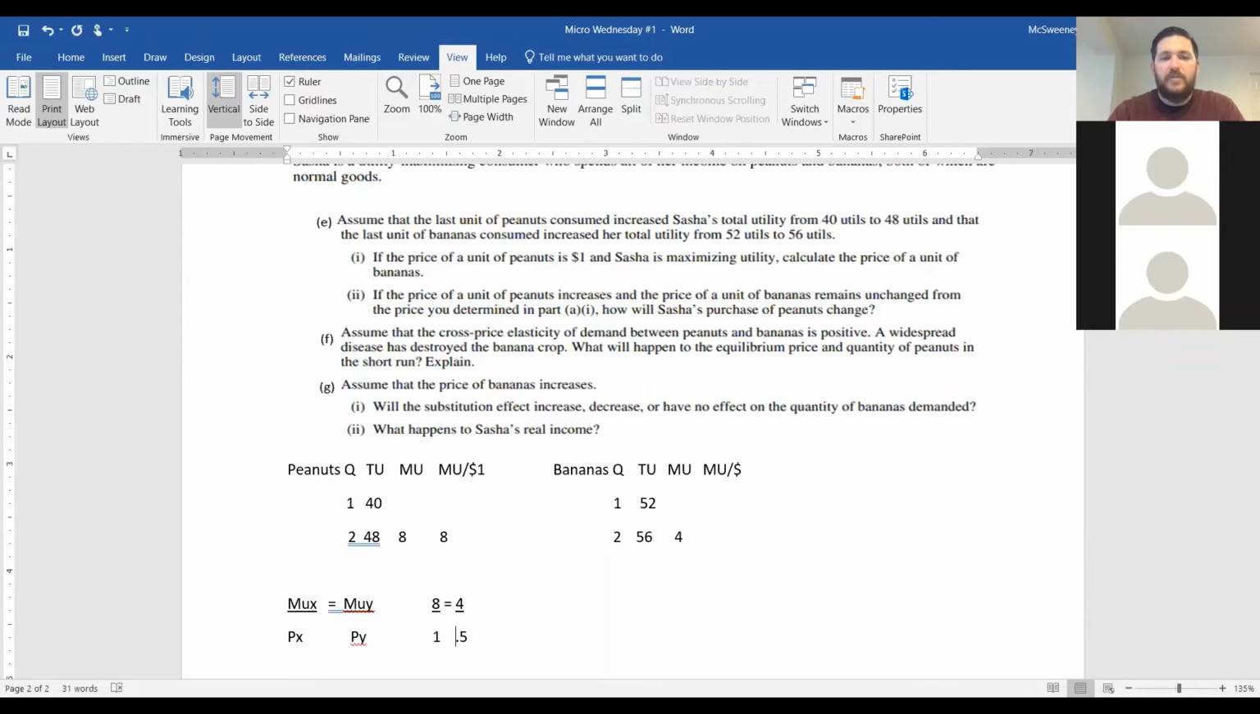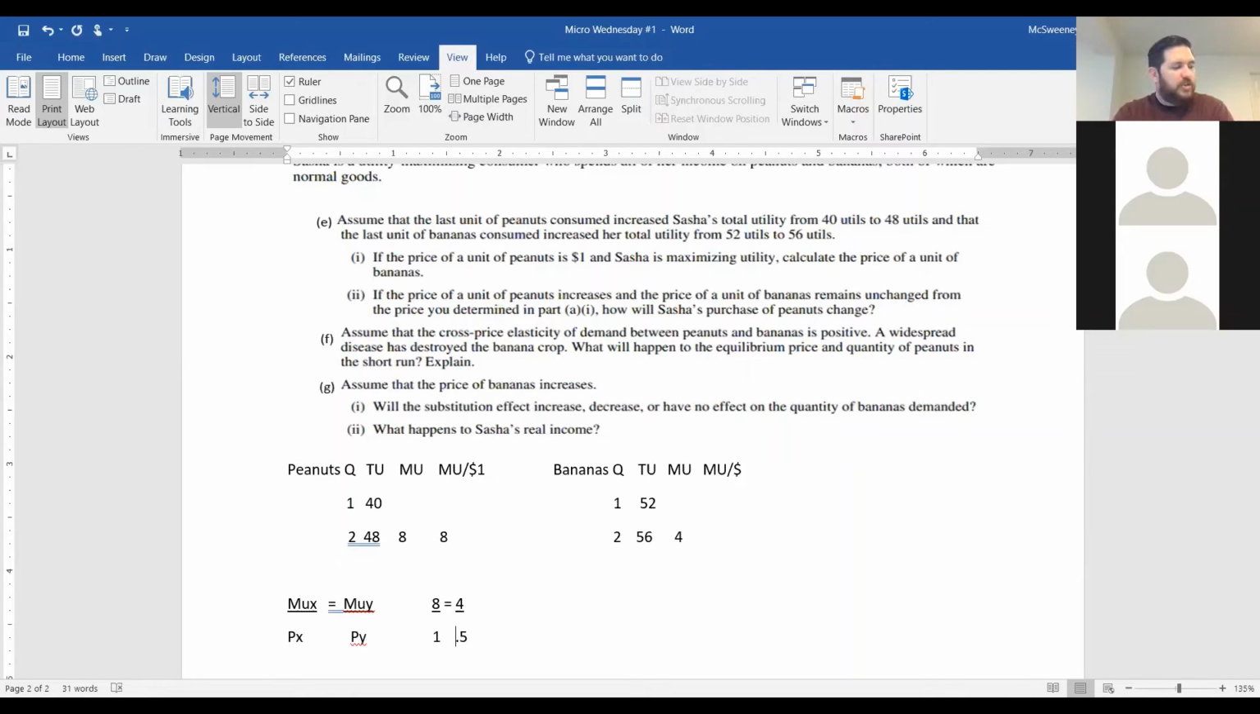Now, you don't need the explanation for the point, but I gave you the explanation so you understand how we get there. That's because Sasha's income remains the same. If the prices of goods increase while my income stays the same, I can now purchase fewer goods. Therefore, my real income is going to decrease. All right.